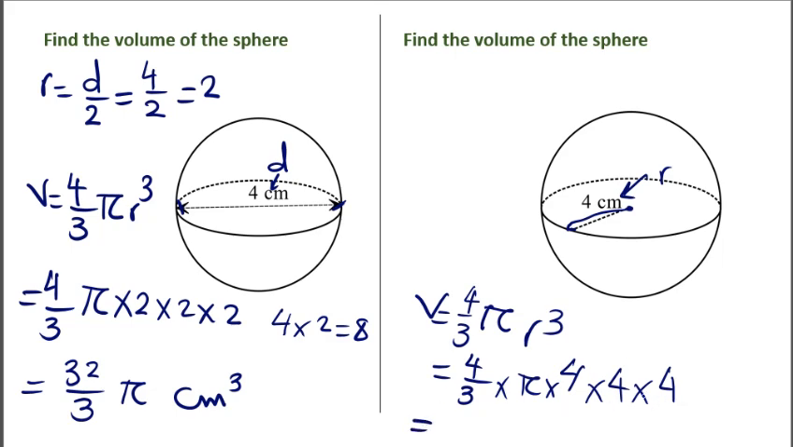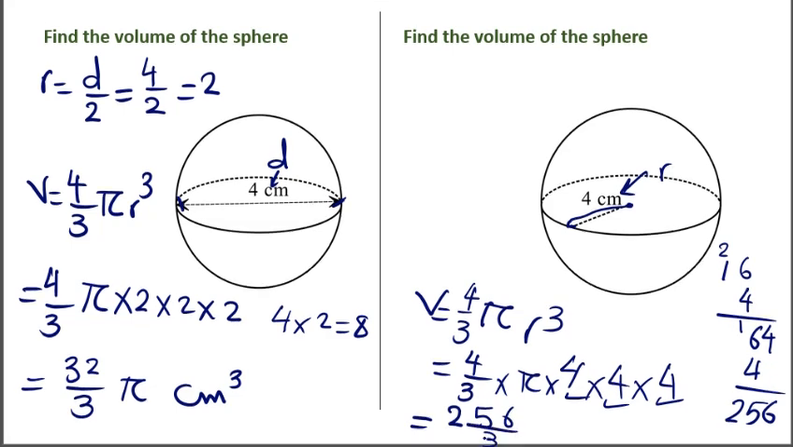So we have 4 times 4 is 16. 16 times 4 is 64. So 4 times 4 times 4 is 64. 64 times 4: 4 times 4 is 16, 6 and carry on 1. 6 times 4 is 24, and 1 is 25. So we have 256 pi divided by 3 centimeter cube. Okay?